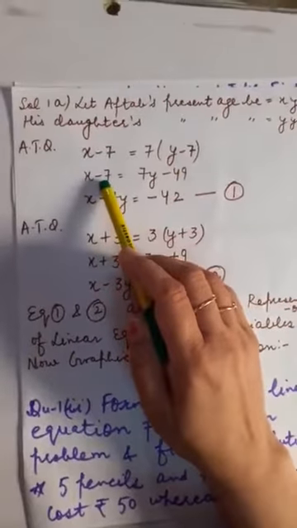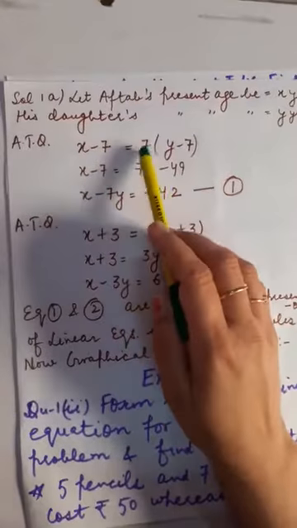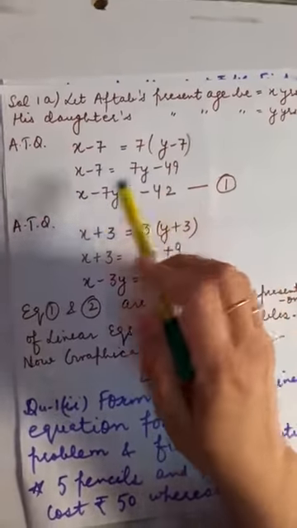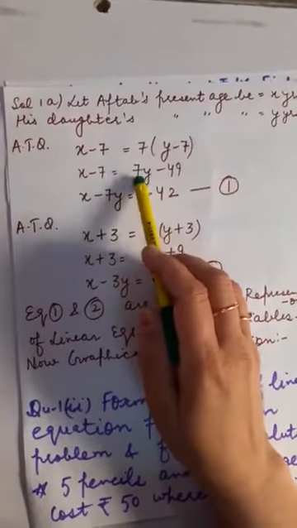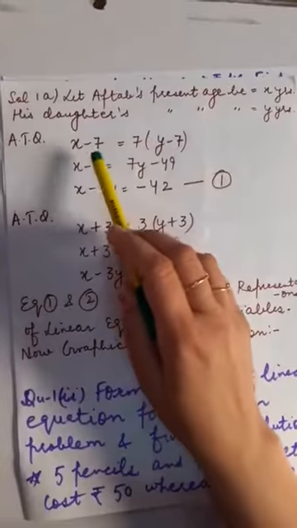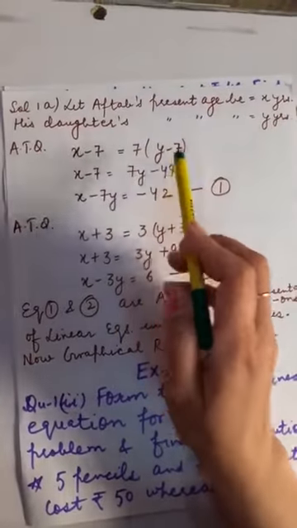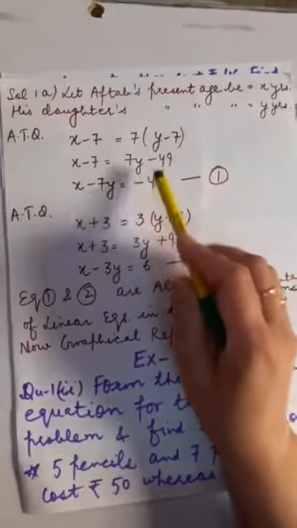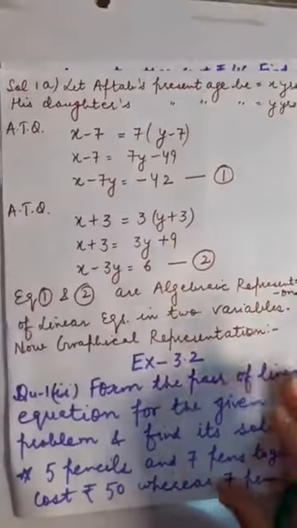X minus 7 will be written as it is, equal to 7 into y, which becomes 7y minus 7 sevens are 49. This 7y will come on the other side, meaning on the LHS, that is minus 7y. This minus 49 going to the other side becomes plus 7, so minus 49 plus 7 will become minus 42.